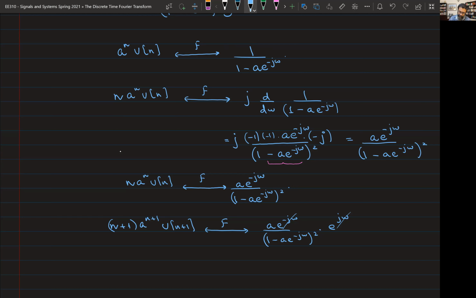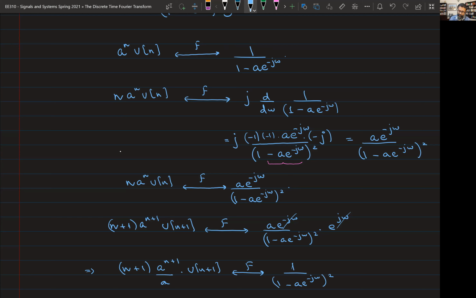And then, n plus 1 a raised to power n plus 1 divided by a times u of n plus 1. The Fourier transform for this is what I actually wanted, right? So this is 1 upon (1 minus a e raised to power minus j omega) whole squared.